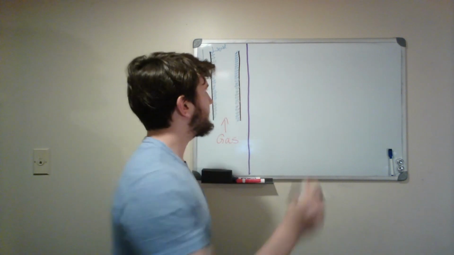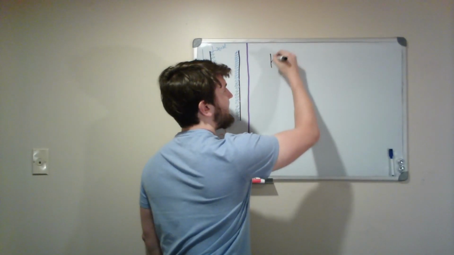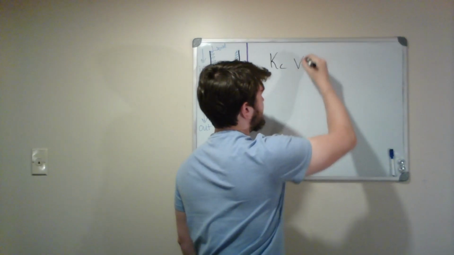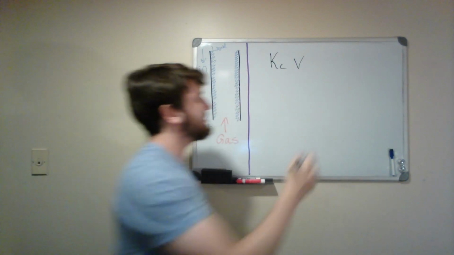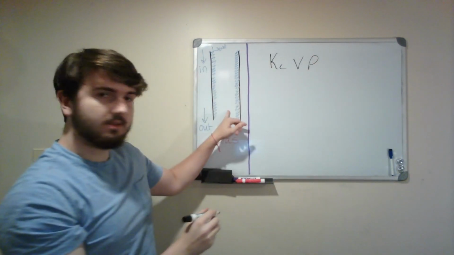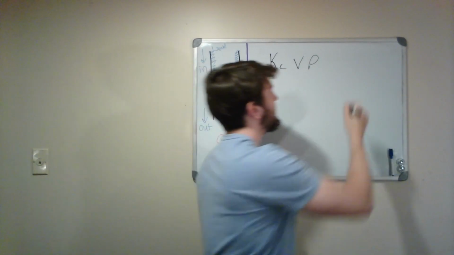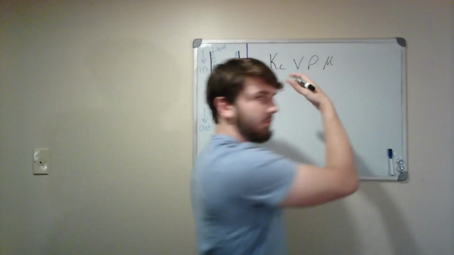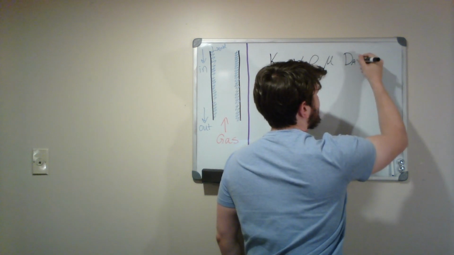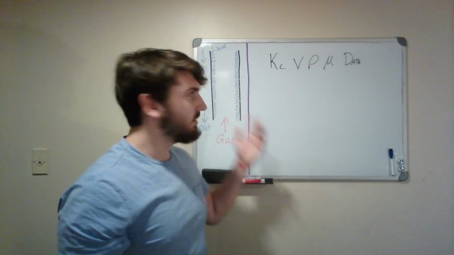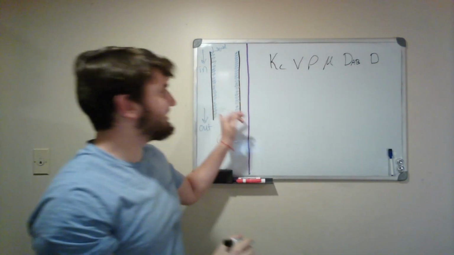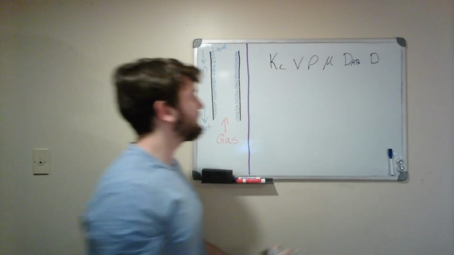We already established that we're looking for the mass transfer coefficient. We're also going to have velocity, because there are moving parts in this. We're going to have density. There's a difference in the densities of the liquid and the gas. We're going to have viscosity. We're working with the liquid here. We're also going to want that diffusion coefficient between the two. And we're going to have the diameter of the pipe as well.